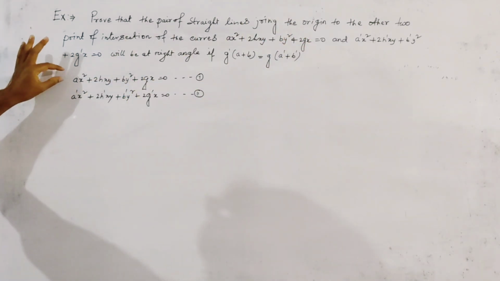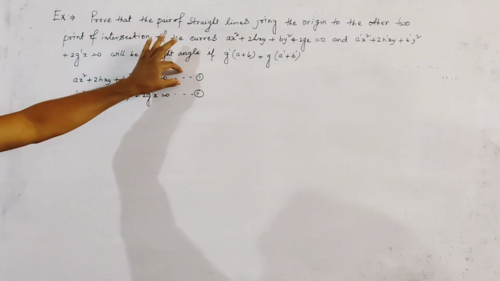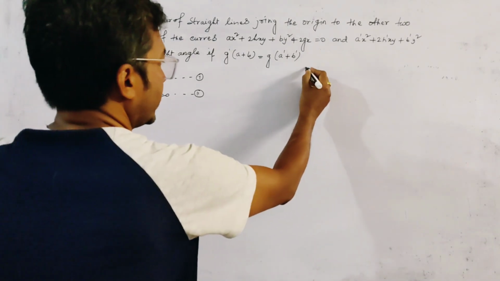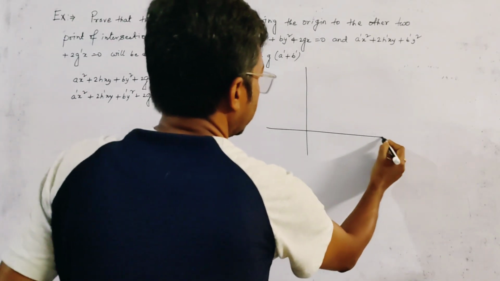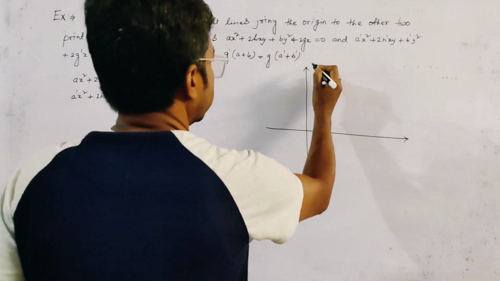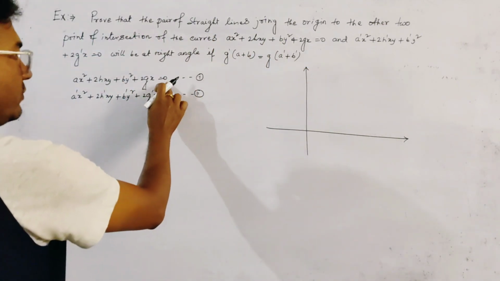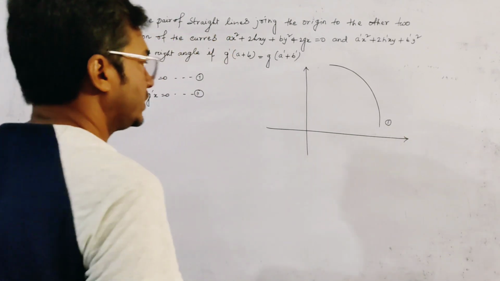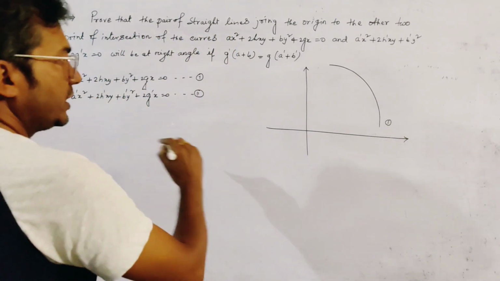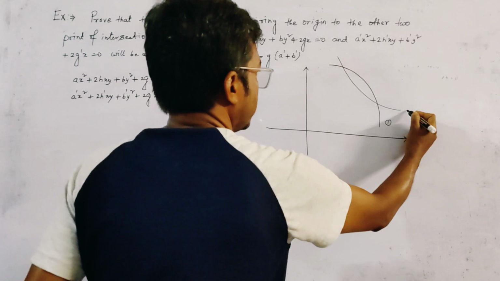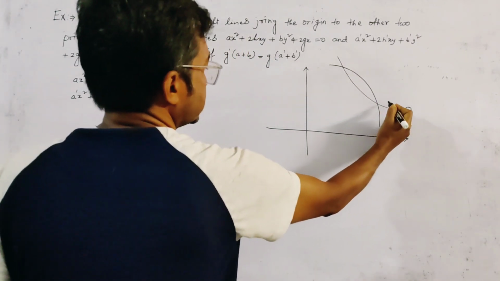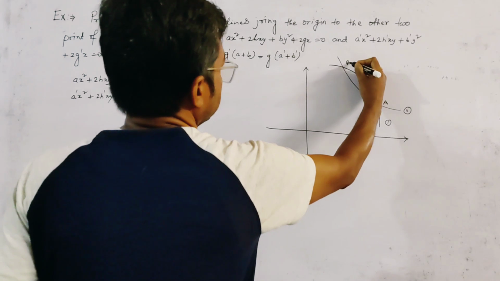We already write these two curves. This is the first curve, this is one, and this is the second curve. If we draw a rough sketch to see the picture, let the first curve be like this. This is curve number 1, and let this curve be curve 2. This is curve number 2, and the points of intersection are, let this be A and this be B.